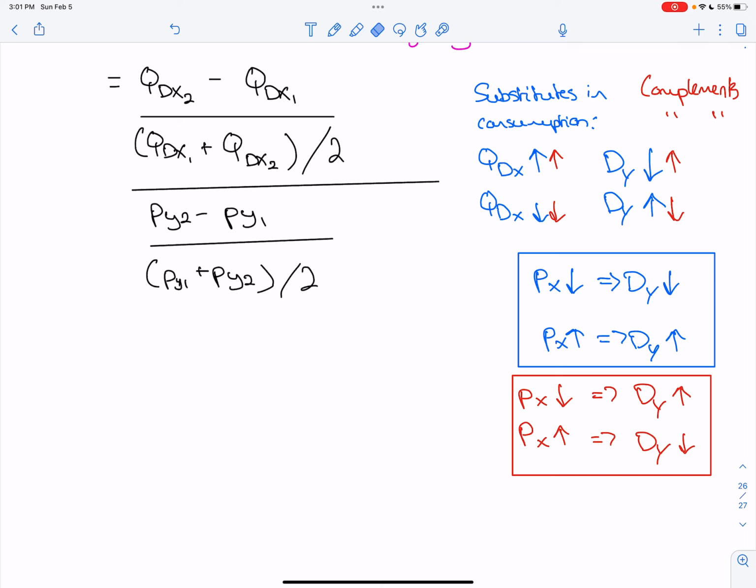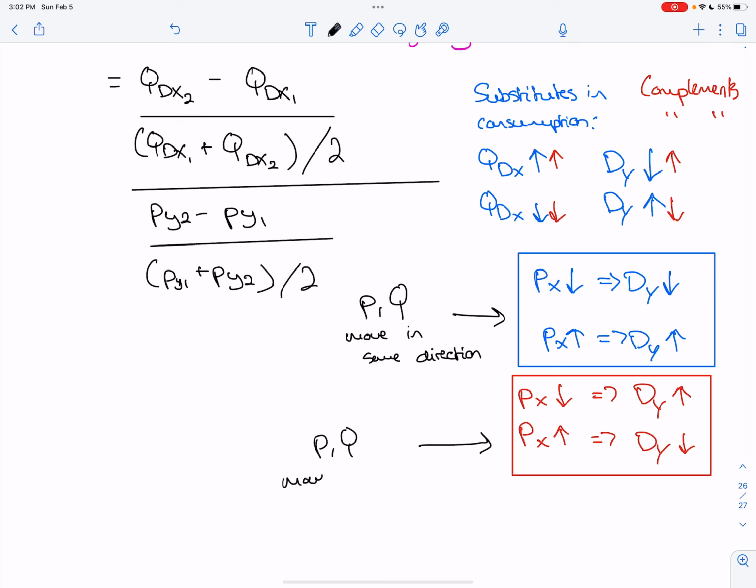So we can see something very interesting here. For substitutes, price and quantity move in the same direction, whereas for complements, price and quantity move in opposite directions.